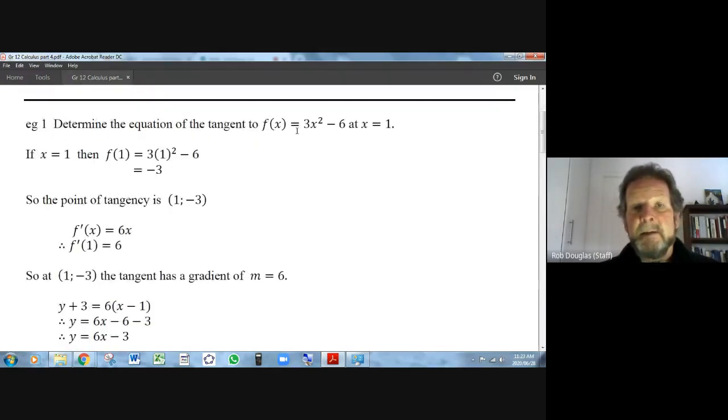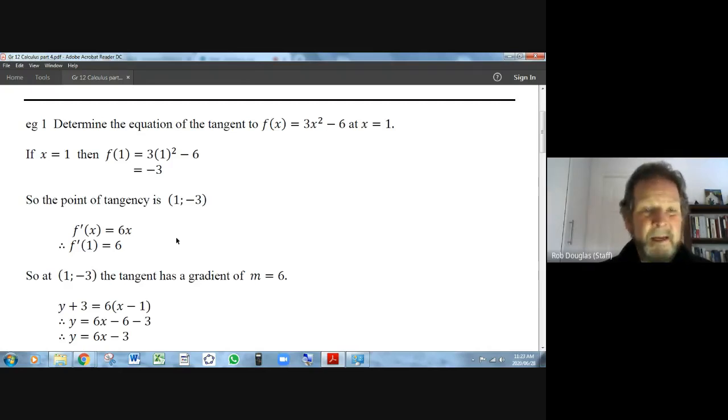We've got f of x equals 3x squared minus 6, and we want to find the equation of the tangent right at x equals 1. If we're going to find the equation, we better find what the y value is. So you take 1 and put it in the function: 3 times 1 squared minus 6, and you get minus 3. So we have what's called the point of tangency. I've never used that word before, I like it. The point of tangency is (1, minus 3).